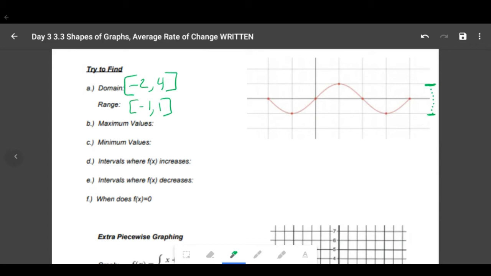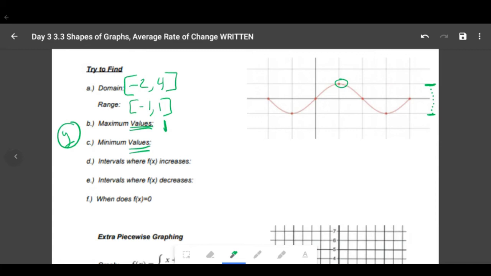Now, max and min values. When they ask you for the values, the biggest thing is they're asking for the y information. Some students make a mistake and give you the x, and it's wrong right away. They're asking what is the y value where it's the maximum. Maximum means the greatest height. The greatest height we can see occurs here at 1. So we would say that the maximum value is 1.